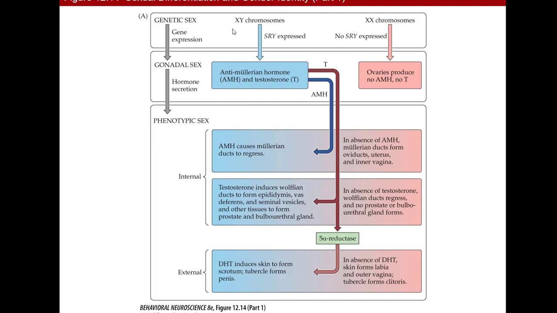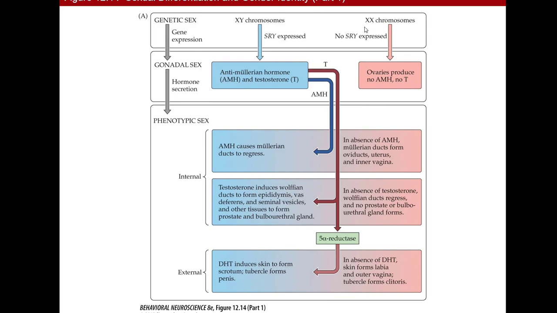Okay, so here's a nice summary. This is from your textbook. If you have XY chromosomes, then you have the SRY gene. If you have the SRY gene, it means the indifferent gonads develop into testes that would then produce testosterone and anti-Mullerian hormone. The testosterone causes the Wolffian system to develop, and the anti-Mullerian hormone causes the Mullerian system to fade away. Also, the testosterone is converted into a more potent form, DHT, by this enzyme 5-alpha reductase. That DHT is then important for finishing the external masculinization of the genitals.